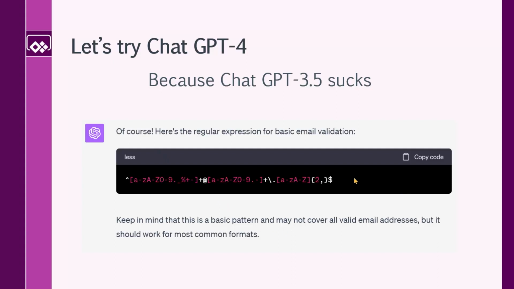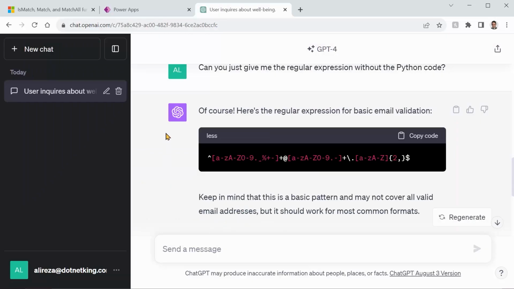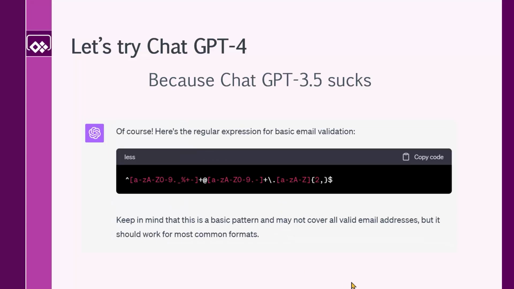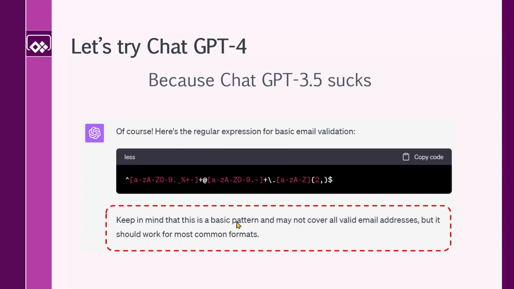This is the one that this guy gave to me initially as a part of Python code, and I said, you know what, just give me the clean code. So this is the regular expression that I got from ChatGPT. So inside ChatGPT, the first thing that everybody does is click on copy code. Don't. First, read the explanation. And here, this poor guy clearly says, keep in mind that this is a basic pattern and may not cover all the valid email addresses, but it should work for most common formats.